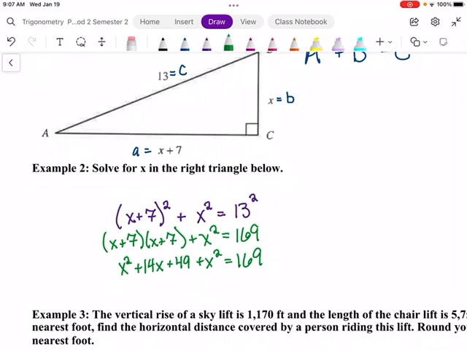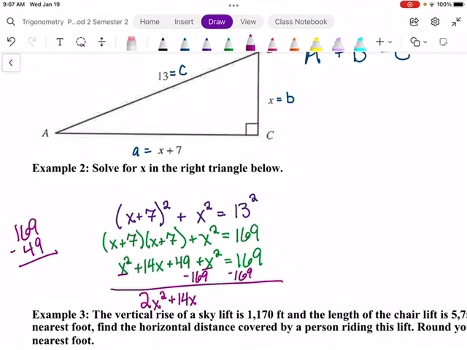And when you have a problem that looks like this, you're going to want to get everything on the same side of the equation and combine like terms. So I'm going to subtract 169 on both sides and combine my two x squareds. So we're going to get 2x squared plus 14x, and then we're going to have minus 120 equals 0.